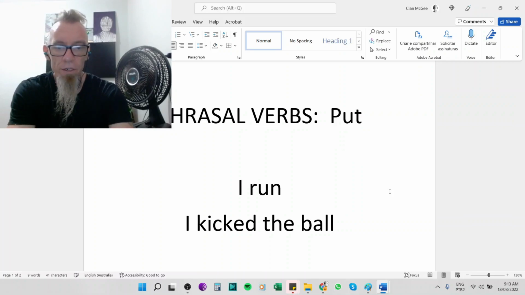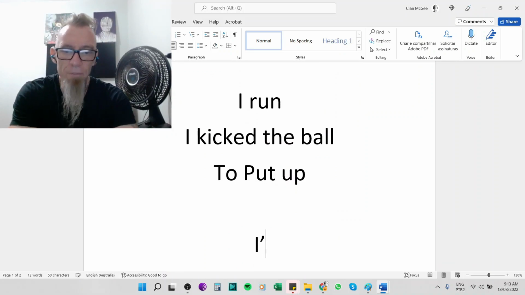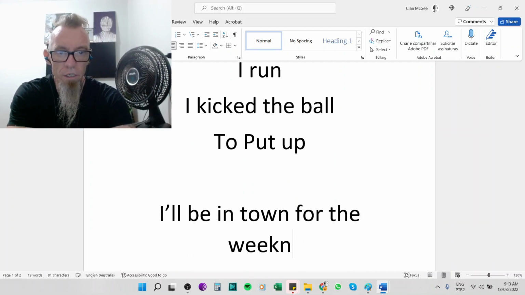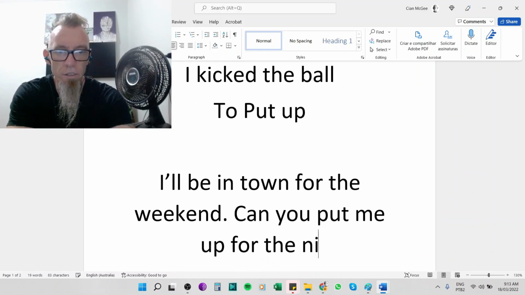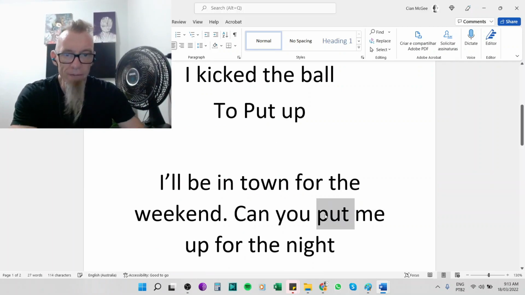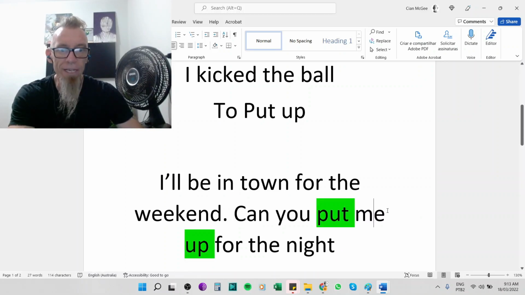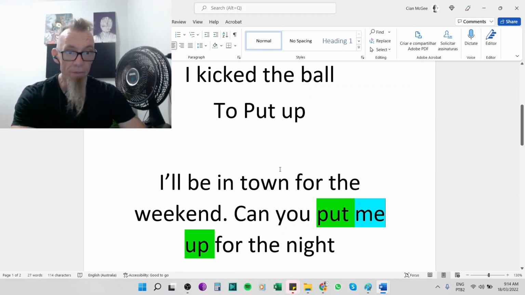So in this case, the first one we'll look up is "to put up." In this first example, we'll say, "I'll be in town for the weekend. Can you put me up for the night?" So in this case, I split my phrasal verb like a sandwich. So "to put up," and I put the object pronoun inside. With this "put up," we're always going to split it. I'm not going to say, "Can you put up?" Well, we kind of can, but we always split this one.